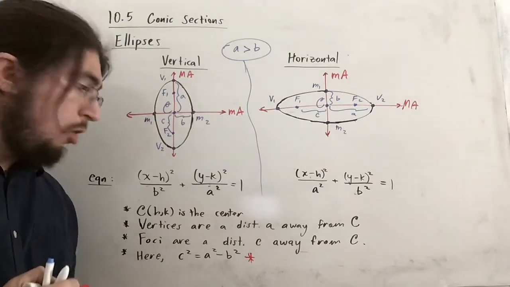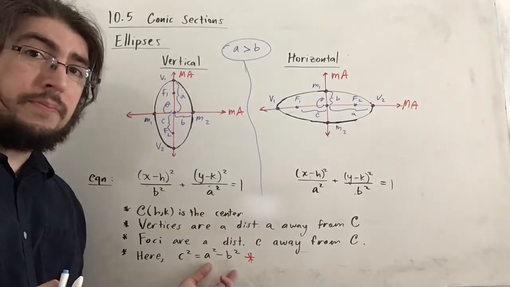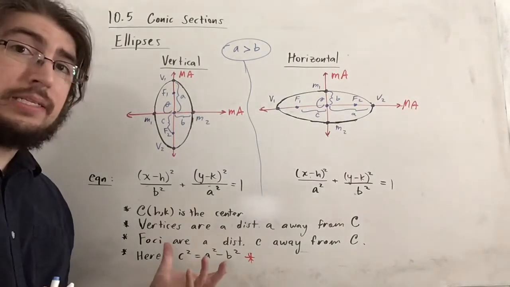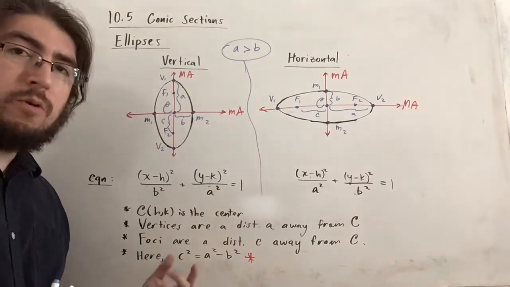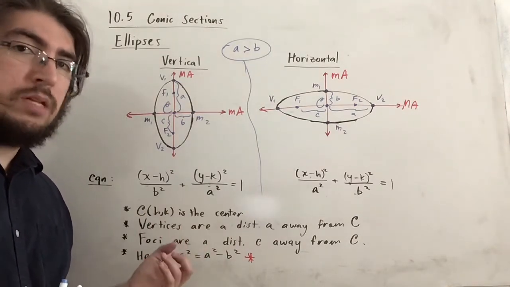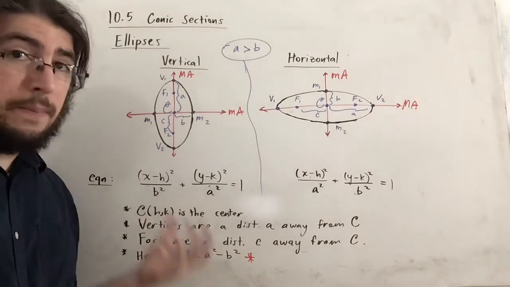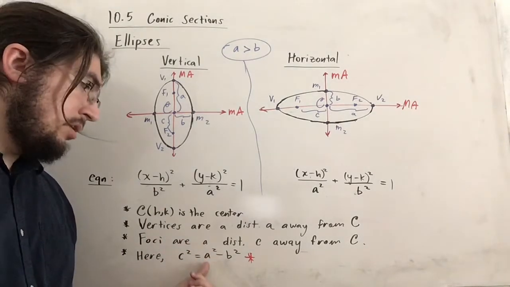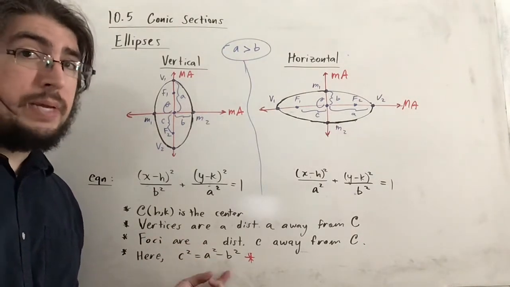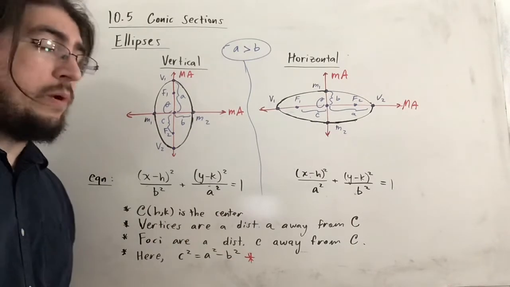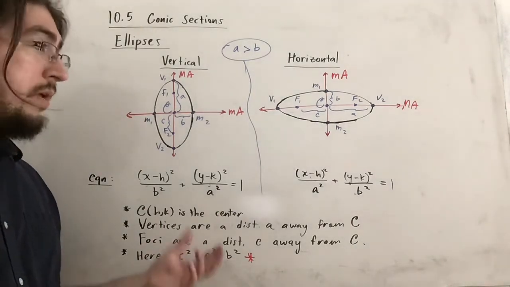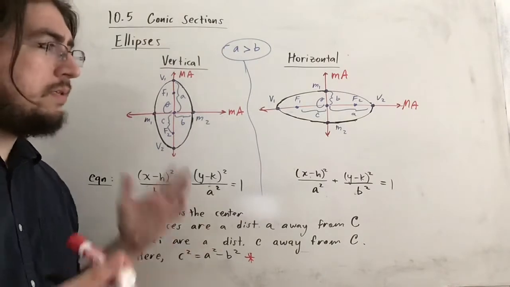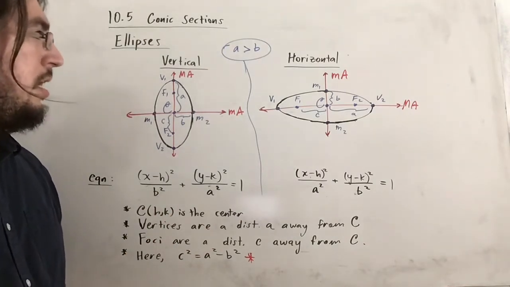Also, notice, since a is bigger than b, this makes sense. Because c squared, of course, is a real number. C is a real number. When you square a real number, it's a positive value. So a squared better be bigger than b squared, or else you'll have a negative and it won't be real. So for that reason, we need a to be bigger than b. So that's another thing to realize.